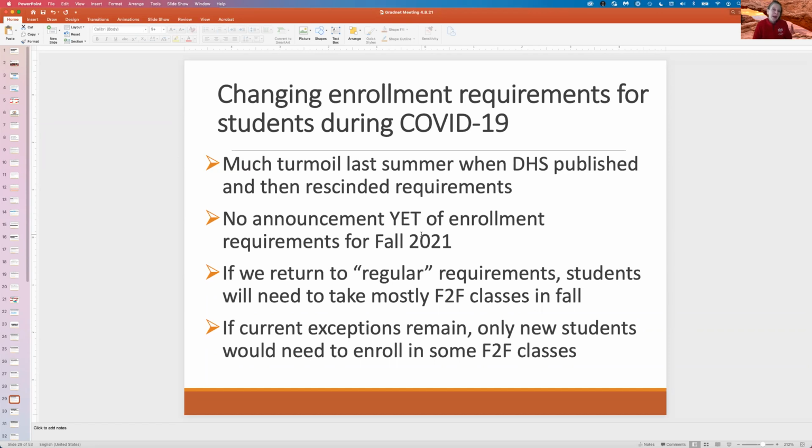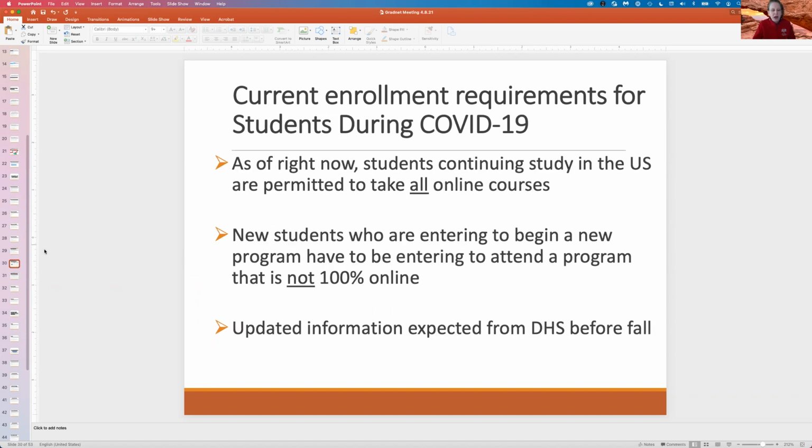But anybody who entered after March of 2020 has to have some face-to-face requirements. So we are trying to help through fall and spring. We try to help students get into something that was face-to-face. And in some cases, we're asking your departments to write letters saying that they were doing research that was face-to-face so that we could make sure that they met that requirement. So those are really the three obstacles.